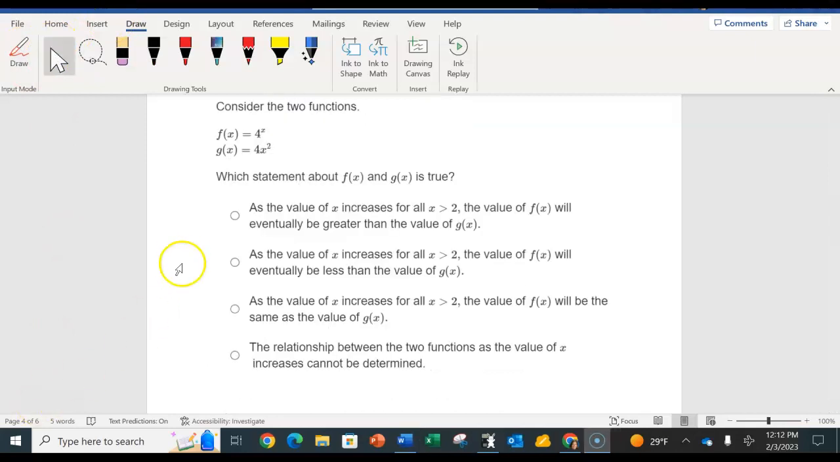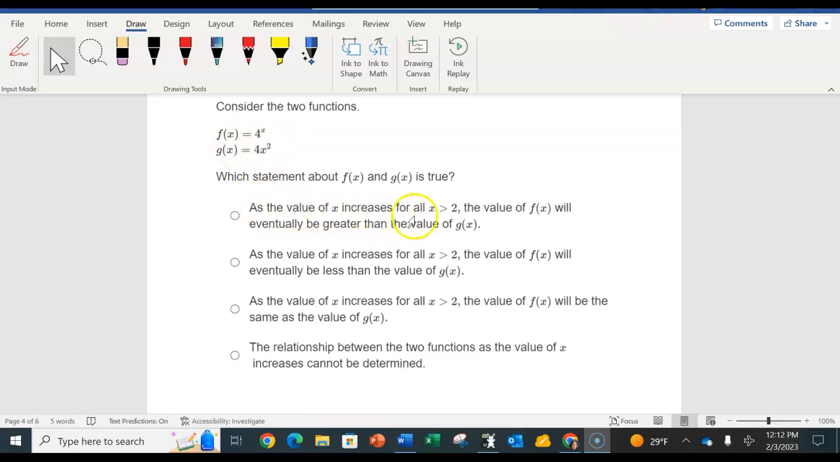All right, this is very similar to the last one, except it gives us two equations. One is an exponential equation and one is a quadratic equation. And again, we just talked about this in the last question. Exponential equation is going to grow faster. So when it says which statement is true, so you got f of x and g of x. So f of x is exponential, g of x is quadratic.